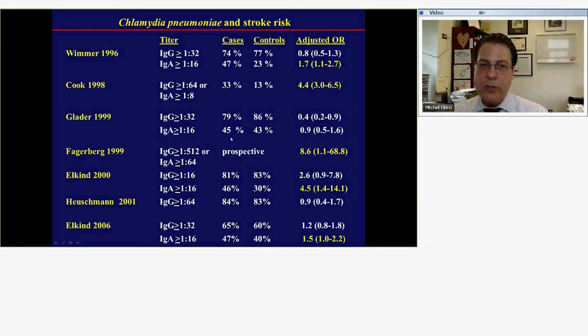One thing that was interesting, though, in a few of these studies is that IgA titers of chlamydia pneumoniae, which are supposed to represent ongoing chronic infection rather than a remote completed infection, seem to have a stronger association than just IgG antibodies. And we found that in both of our studies. When we went back and validated in a new, fresh cohort, we found the same effect. But again, these are all case-control retrospective studies.